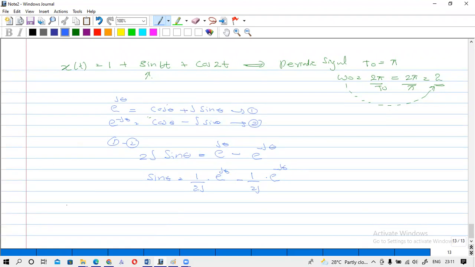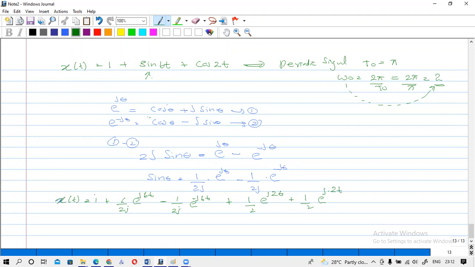If you write this x(t), sin theta you can write as 1 by 2j e to the j 6t minus 1 by 2j e to the minus j 6t, plus this cos 2t you can write, as we previously saw, as half e to the power j 2t plus half e to the power minus j 2t. So we can write it like this.